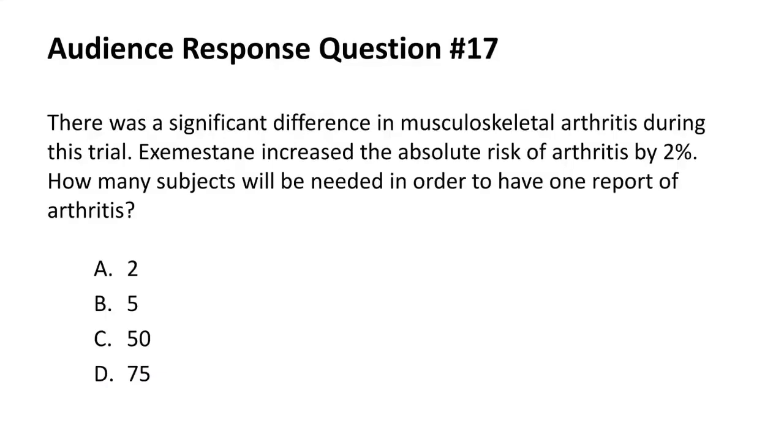In this trial, there was a significant difference in musculoskeletal arthritis. Exemestane increased the absolute risk of arthritis by 2%. How many subjects will be needed in order to have 1 report of arthritis? A, 2, B, 5, C, 50, D, 75.